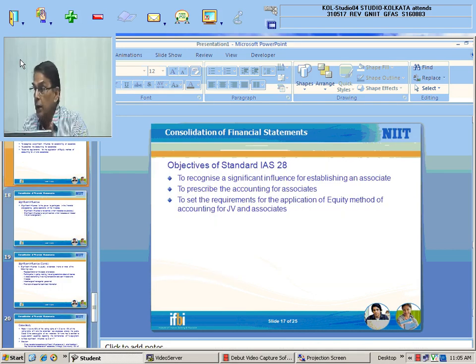Now, the objectives of IAS 28, the standard which is called Accounting Standard 28. First of all, we have to recognize significant influence for establishing an associate relationship. So we need to recognize when significant influence exists for establishing an associate relationship with another entity, to prescribe the accounting for associates and investment in associates, and to set the requirements for the application of the equity method of accounting for joint ventures and associates.